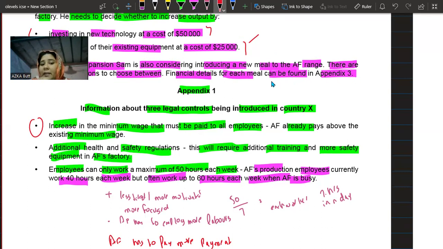And you can also spread the risk, because you are going for expansion. If you have only one meal, there would be more risk. But if you're making different ranges of meal, you are spreading your risk, and it is more essential to spread the risk at the start of the expansion. So there are two possible options to choose between. Financial details for each meal can be found in Appendix 3. So I think we should discuss the financial information first.